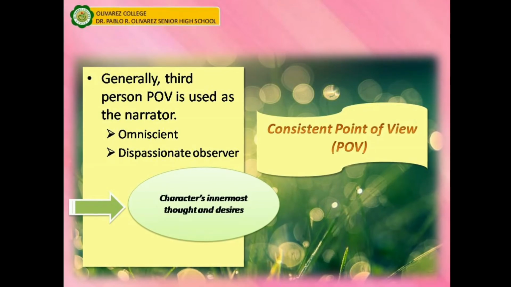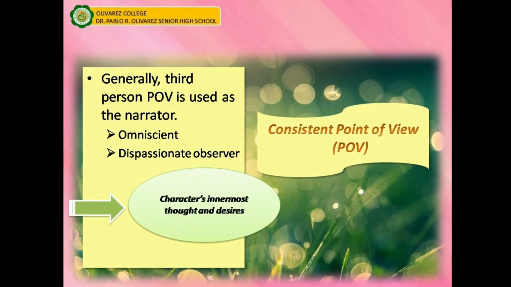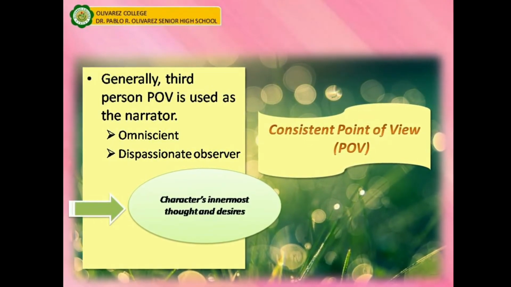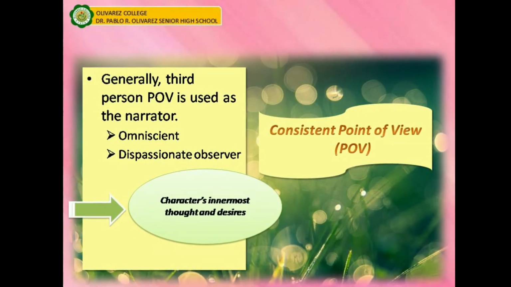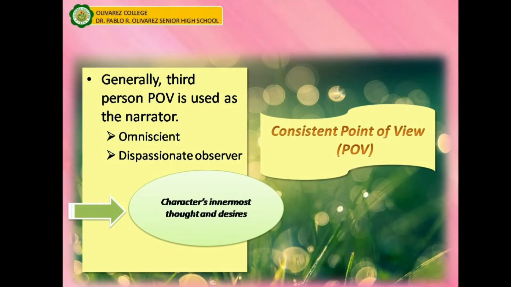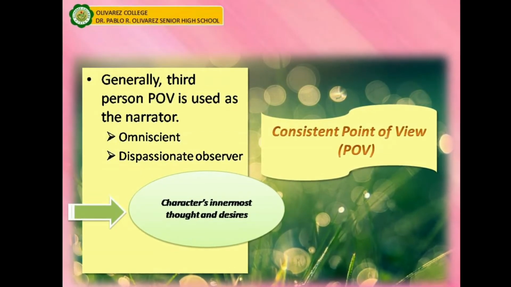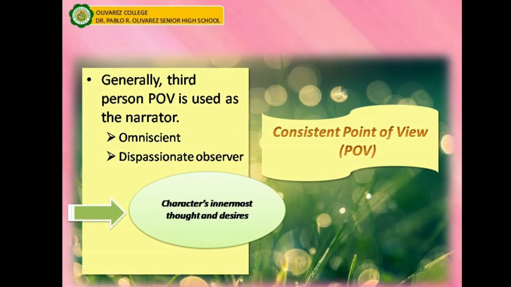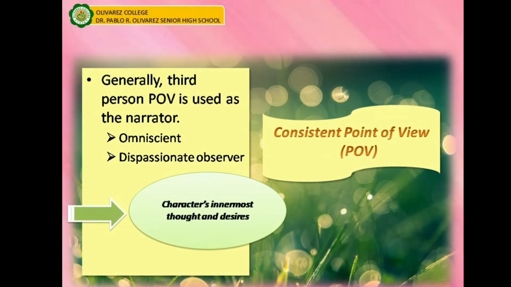Generally speaking, third-person POV is used to convey the narrator as an omniscient and dispassionate observer. The narrator is all-knowing. This characteristic allows the reader to see not only the dialogue between the characters, but also the characters' innermost thoughts and desires.